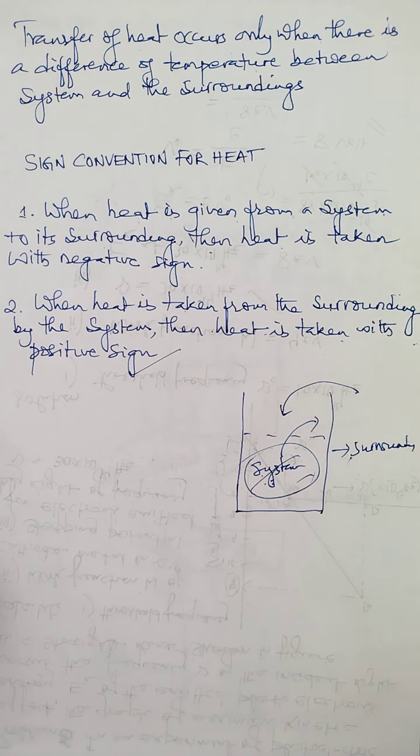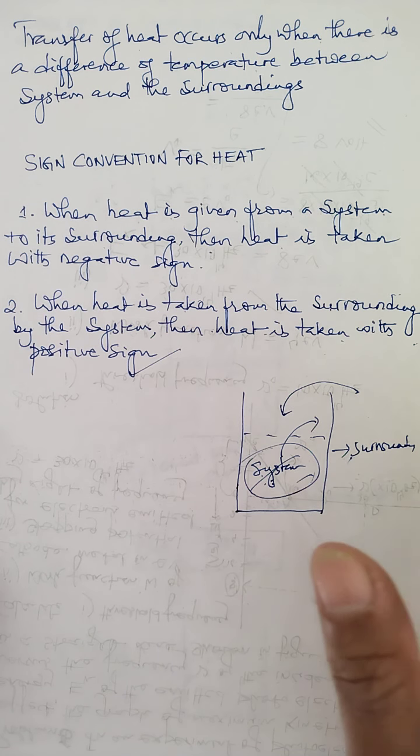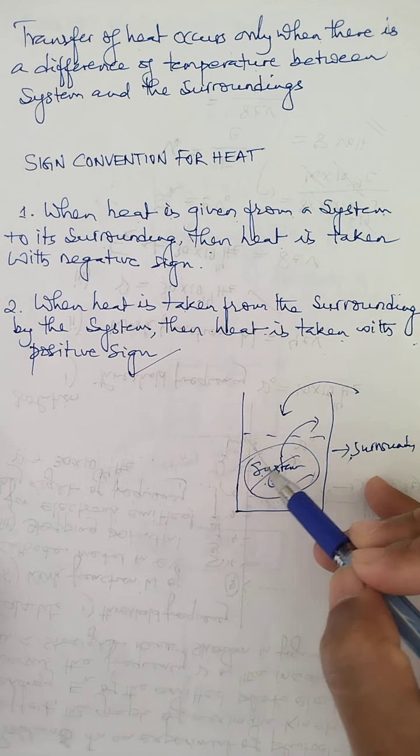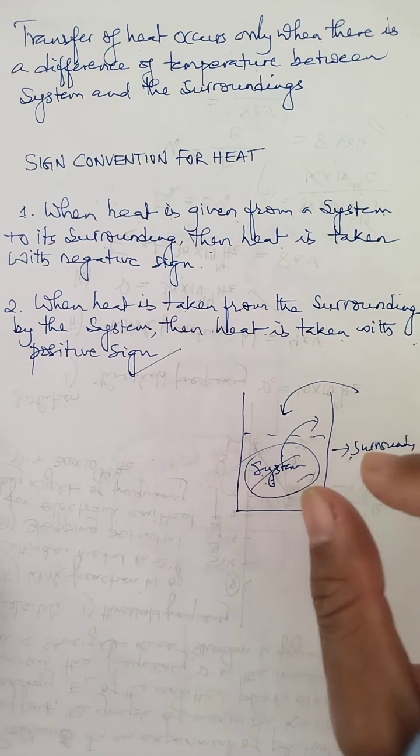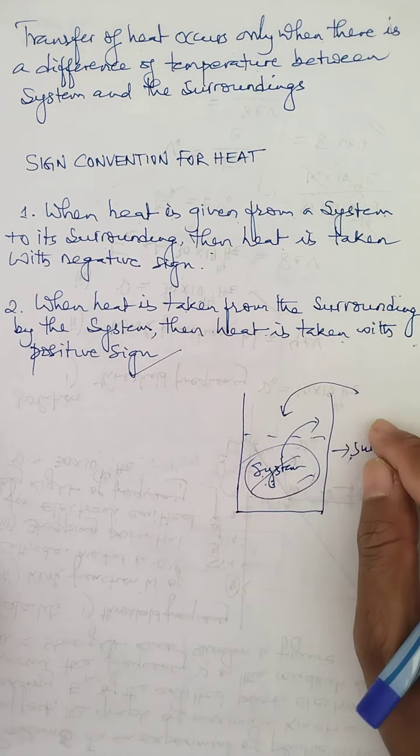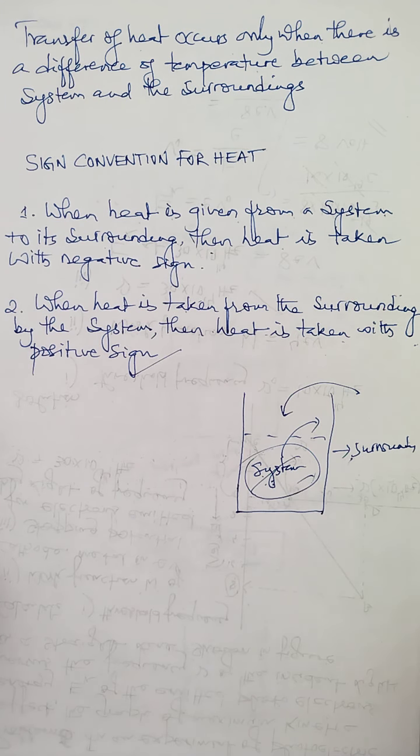Negative. So the sign convention for heat is very important, children, and this makes you sure that the absorption of heat by the system from the surrounding is always positive, whereas rejection of heat from the system to the surrounding is always taken as what? Negative. This is the sign convention for heat.